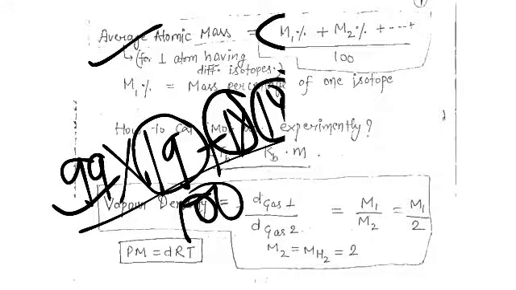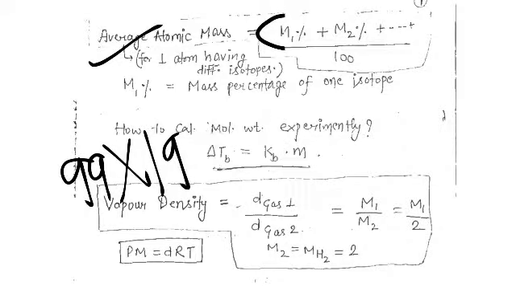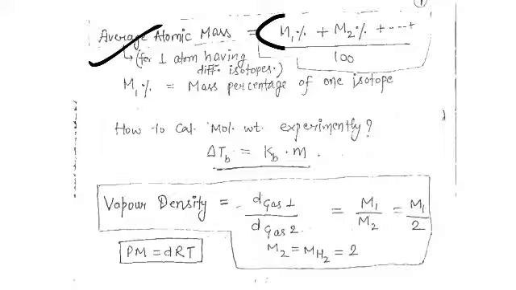Upon doing some simple mathematics, you will be able to find out the average atomic mass of the fluorine nuclei. All right.